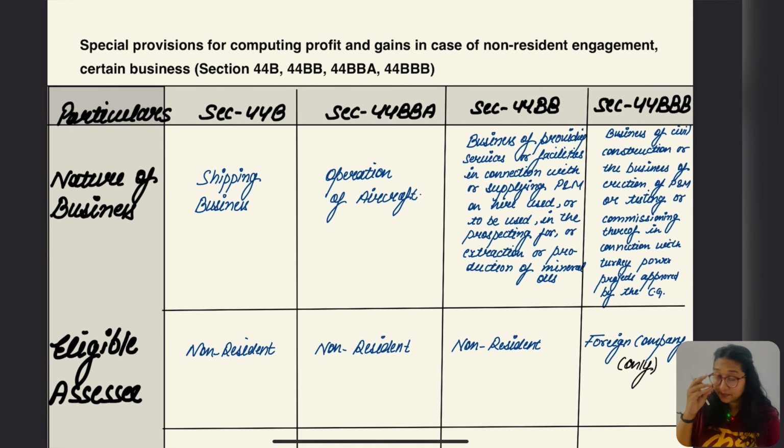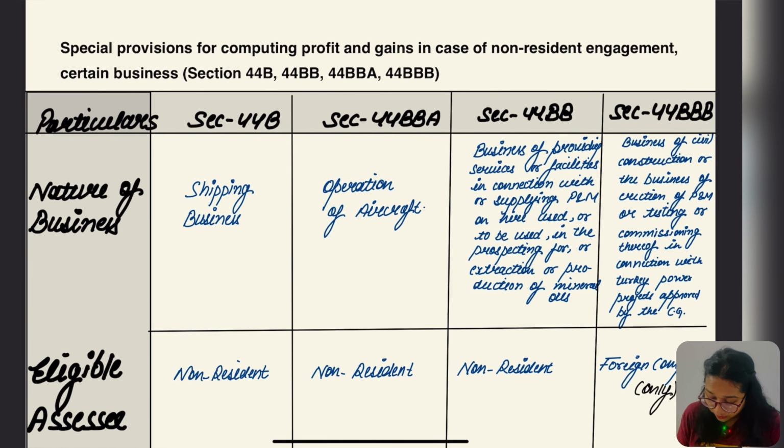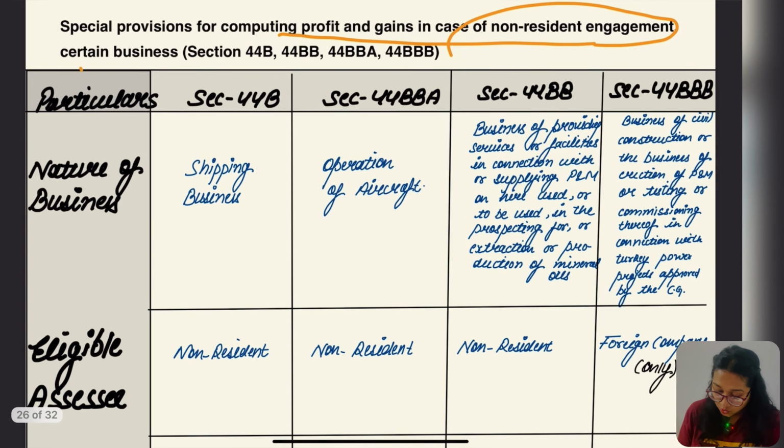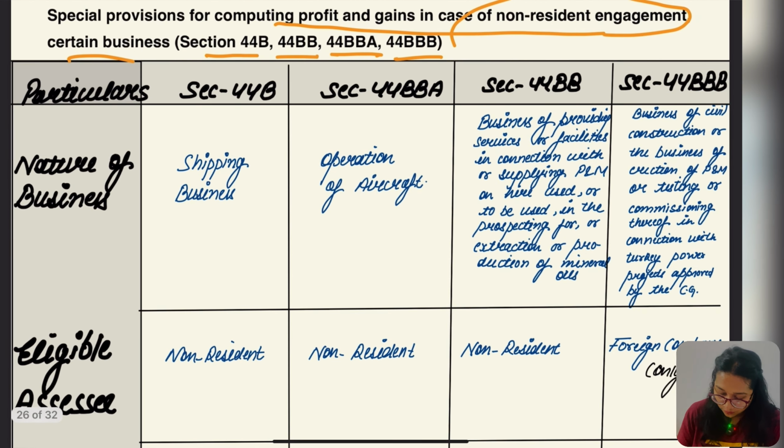Let's check out some of the special provisions for computing profits and gains in the case of non-residents engaged in certain businesses under section 44, 44BB, 44BBA and 44BBB. Let's check out 44B first: shipping business.